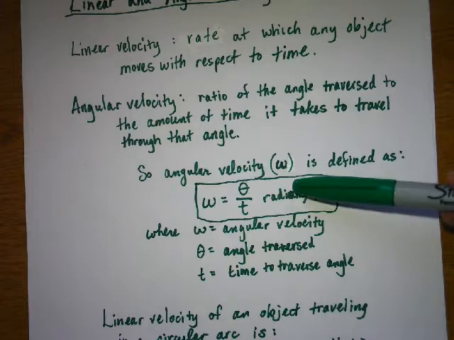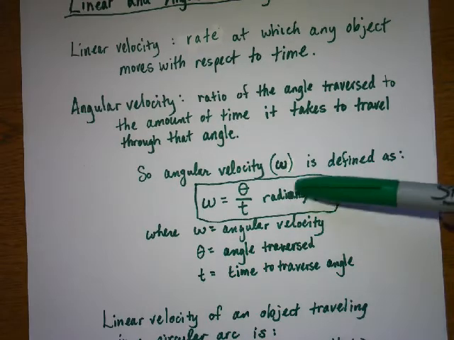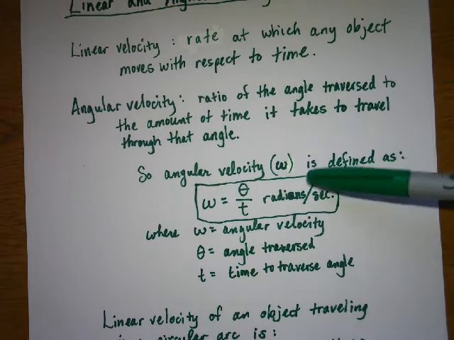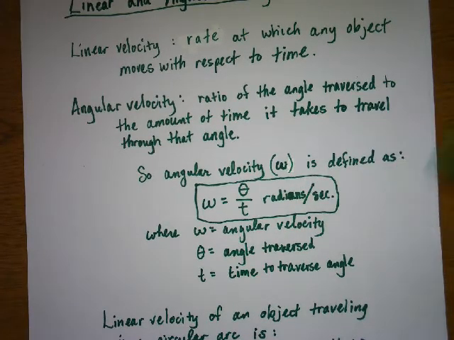And notice that our angle is going to be in radians. It is very important to make that distinction. And if it's not in radians, we will be converting it into radians from degrees.